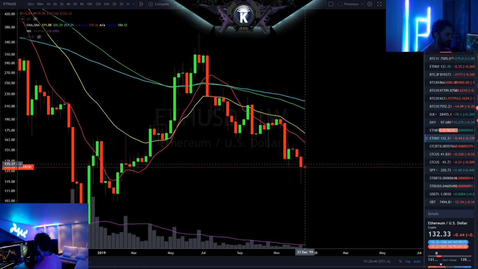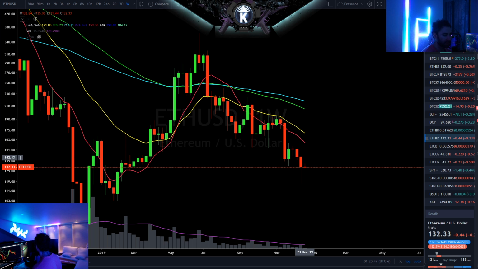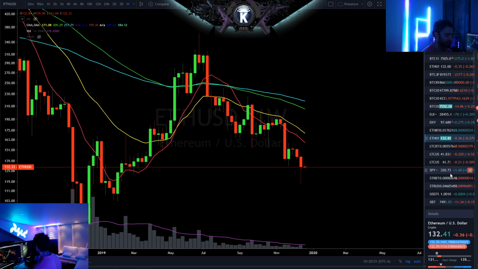And I do think that it does get another try to the upside. If Bitcoin rallies up, it's going to mirror whatever Bitcoin does. But if Bitcoin does get another try to the upside, I would be looking somewhere around like 139, 140-ish region.